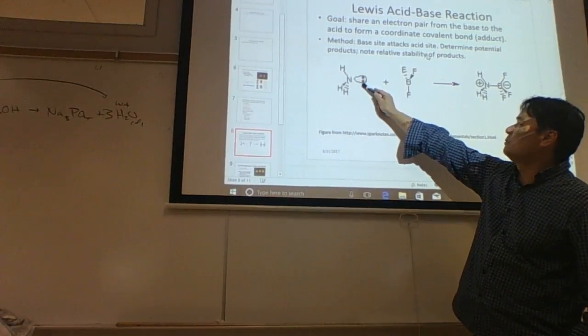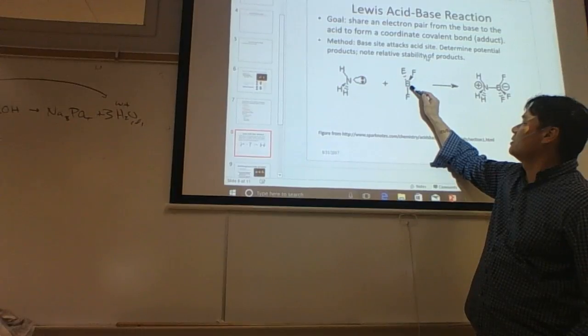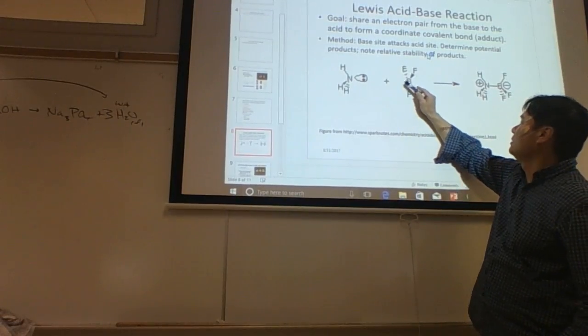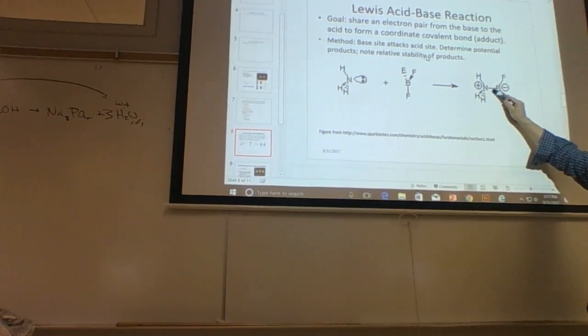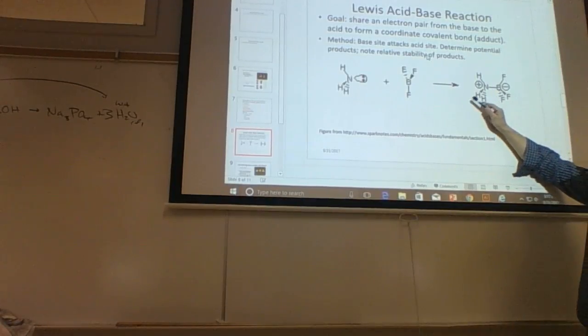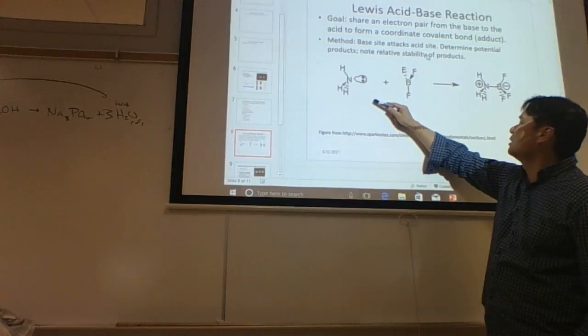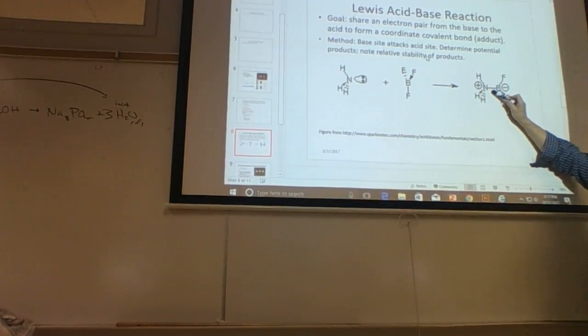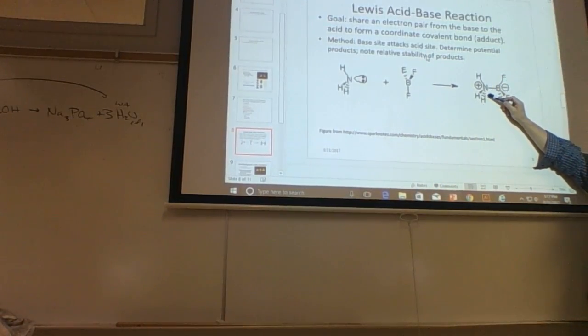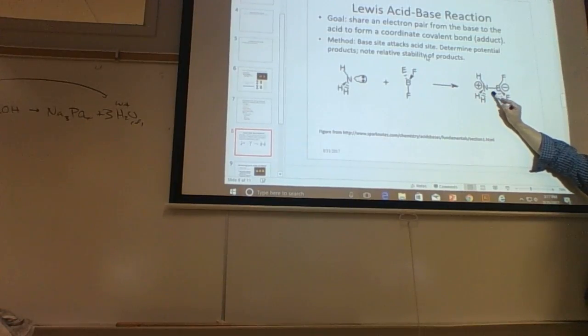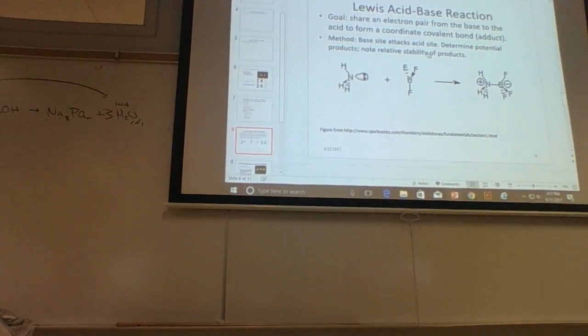Lewis bases are electron pair donors. Lewis acids are electron pair acceptors. When a Lewis acid and Lewis base react, it forms a covalent bond like this. But this is a covalent bond where the bonding electrons came from one atom, nitrogen. So we call it a coordinate covalent bond or a dative bond. We form a complex like this, or an adduct, and this is the compound that results.